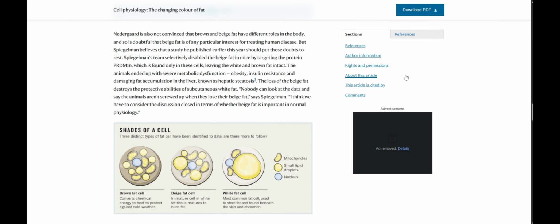Niedergard is also convinced that brown and beige fat have different roles in the body, and so it is doubtful that beige fat is of any particular interest for treating human disease. But Spiegelman believes that a study he published earlier this year should put those doubts to rest. Spiegelman's team selectively disabled the beige fat in mice by targeting the protein PRDM16, which is found only in these cells, leaving the white and brown fat intact.